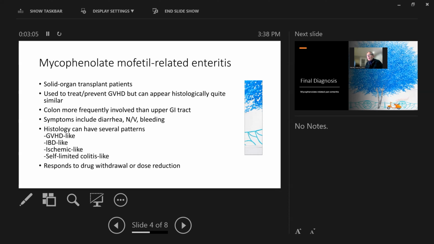Now, histologically, it's quite interesting because it can have these graft versus host-like areas. We had a little bit of that. It can have inflammatory bowel disease type of changes with glandular architectural changes and mixed inflammation. It can also have some ischemic-like changes. So we saw some gland withering sorts of features. And then a purely self-limited colitis type of picture can also be seen. I think in our case, we have a little bit of a combination of GVHD and inflammatory bowel disease and a little bit of ischemic type change.